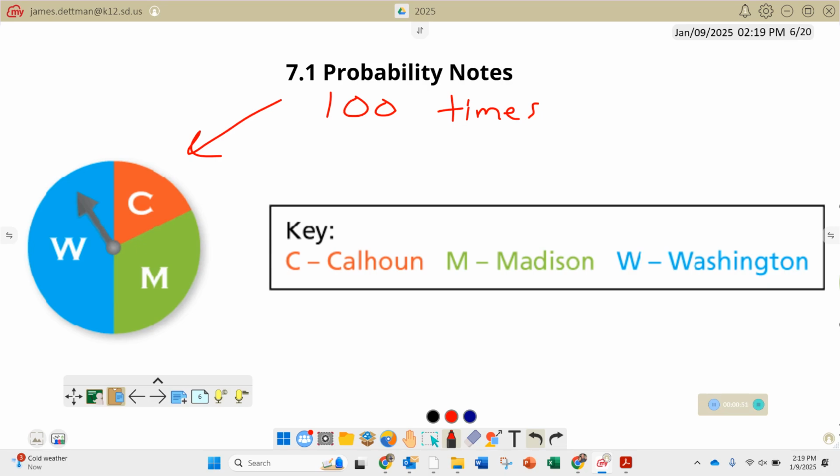Because the W takes up 50% of that circle, we can say, hey, if we did that 100 times, W is going to show up about 50 times. We can just say that, okay? The M would be like 1/4, which would be 25. Looks like maybe another 10. So the M would show up about 35 times, leaving us with 15 for C.